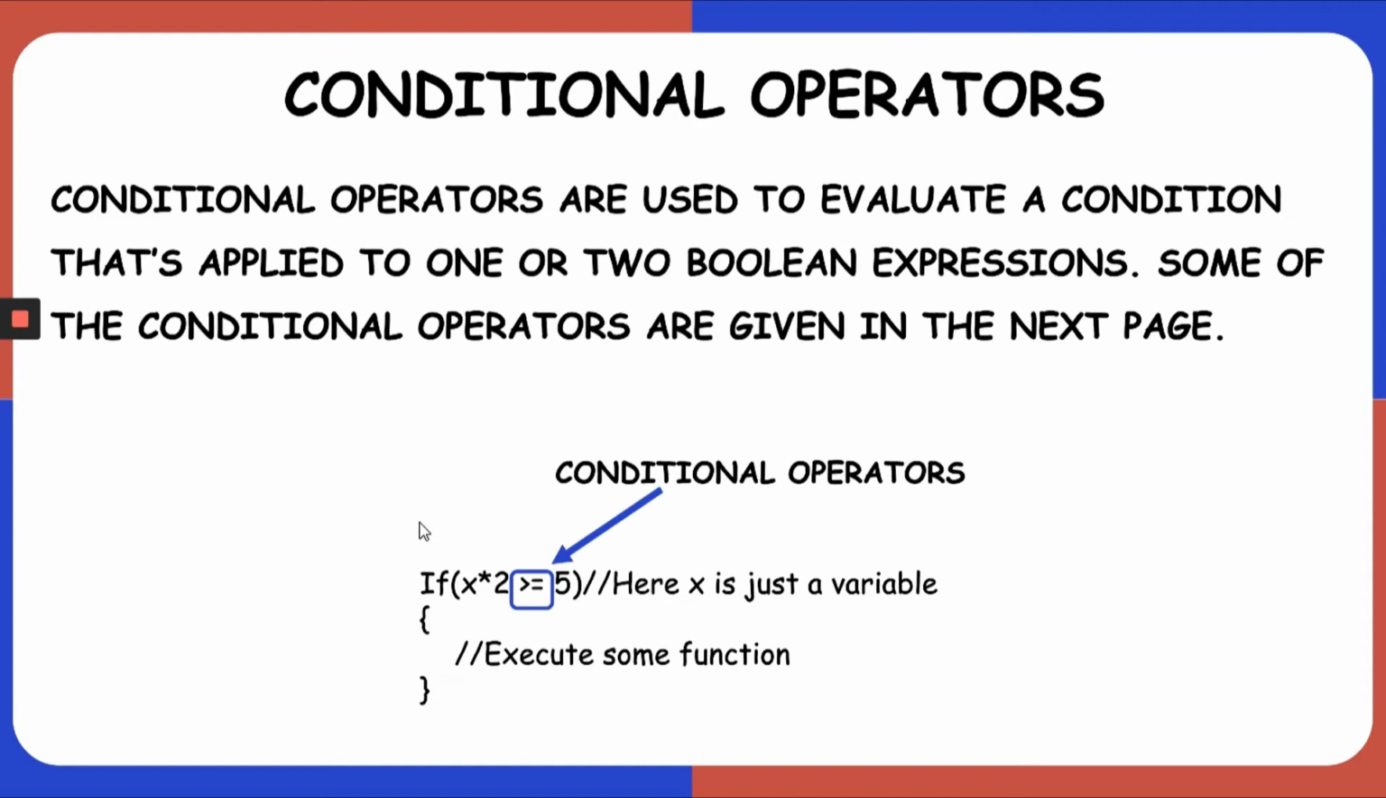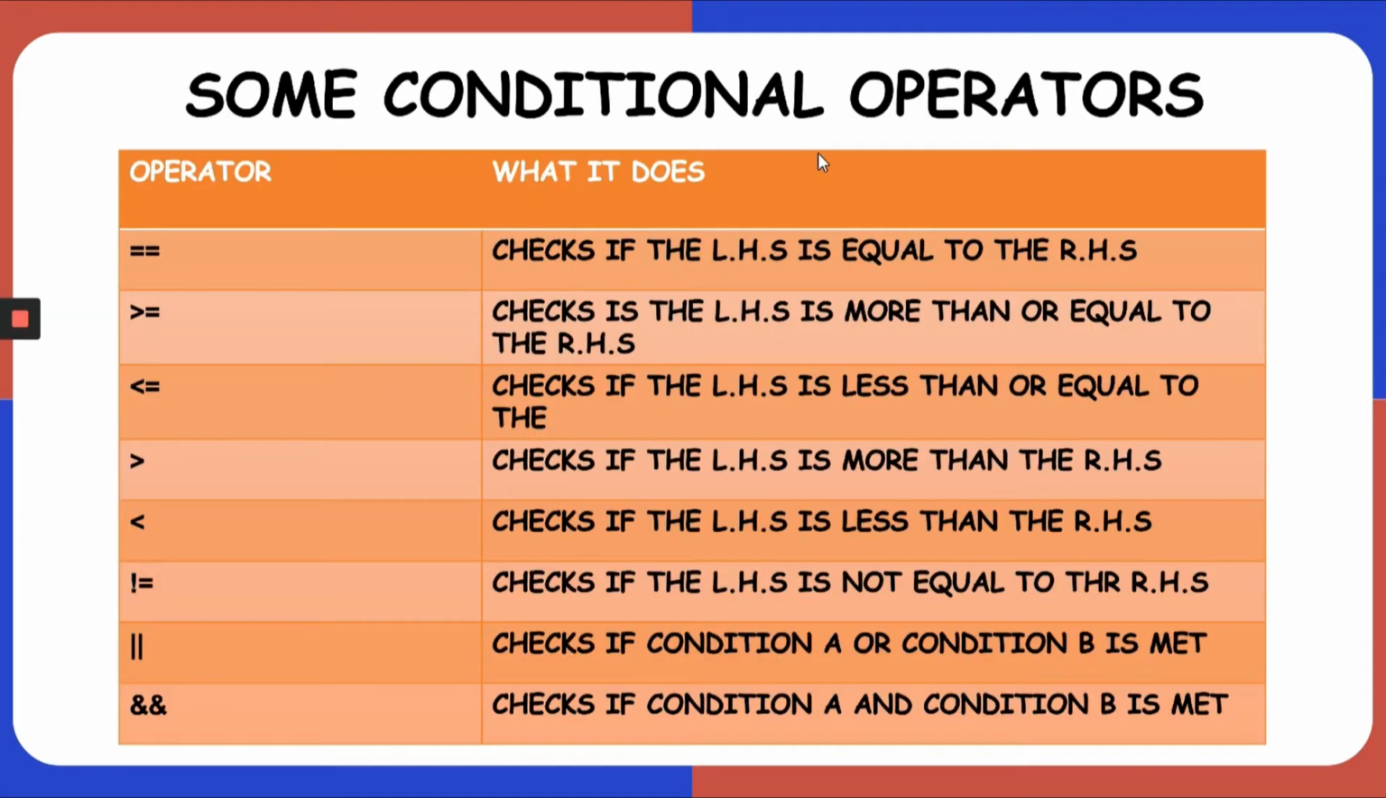Okay, so now let's move on. Now let's take a look at some conditional operators. Conditional operators are used to evaluate a condition that's applied to one or two Boolean expressions. Some of the conditional operators are given on the next page. Over here you can see this more than or equal to sign. This is the conditional operator, and this is what determines if the if function should return true or false. Here are some conditional operators and you can take a look at them.